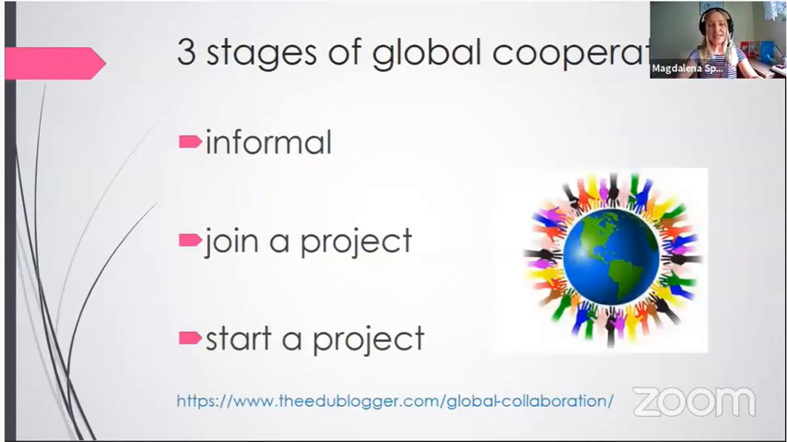So now let's concentrate on 3 stages of global cooperation. The first one is informal. So you can simply find another educator from a different country and start a project. So as Glenn mentioned, I was lucky to be one of the top finalists of the Global Teacher Prize. So actually, I didn't win $1 million, but I gained something more, let's say, important, because I met wonderful educators from around the world with whom I can cooperate till this day.